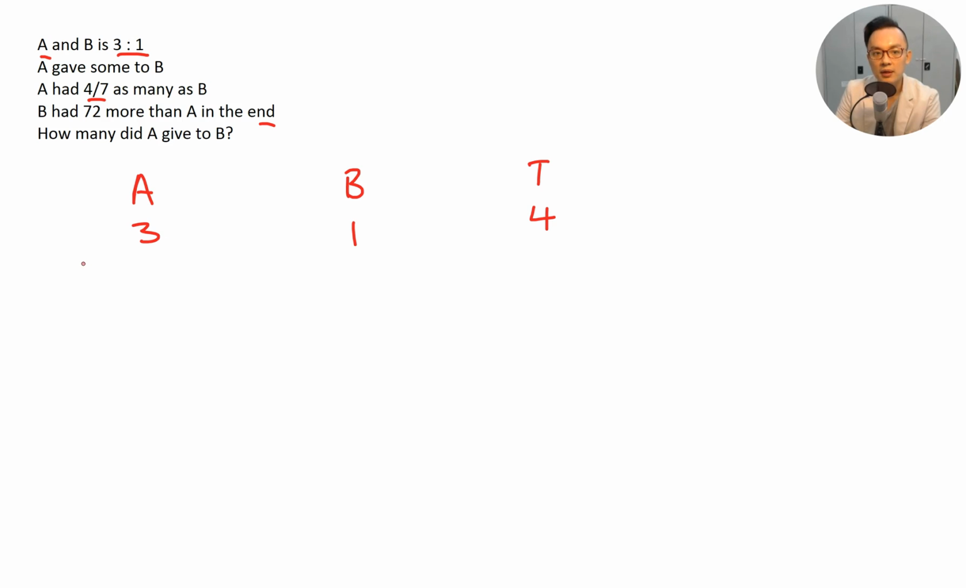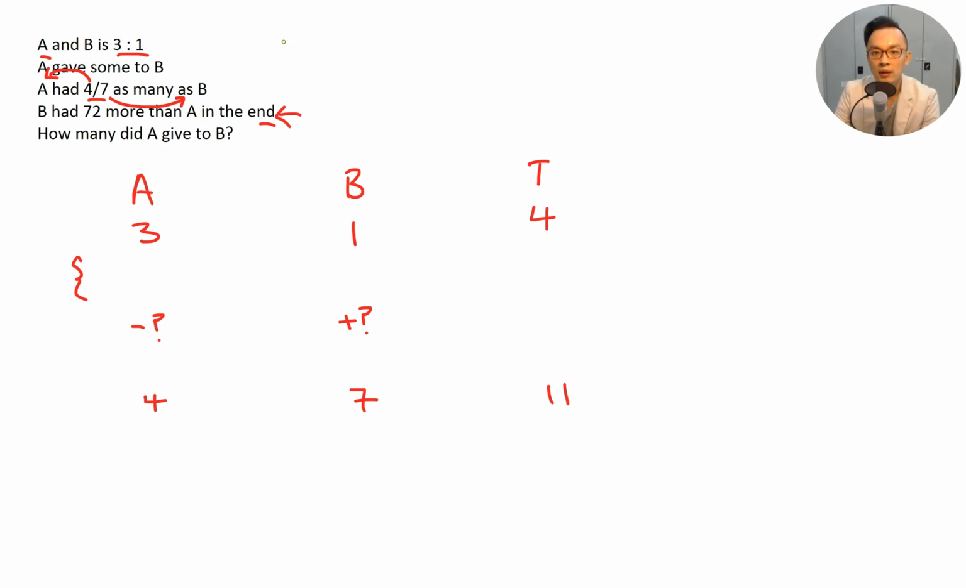A gave some to B, so I leave a space for changing my ratios. So A gave some to B, so minus question mark, plus question mark. After that, A had 4 over 7 as many as B, so I know that my 4 is my A and my 7 is my B. So my 4 is to 7 and my total is 11. After that, B had 72 more than A.